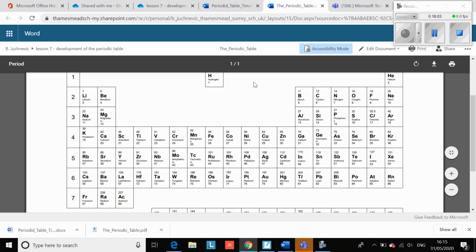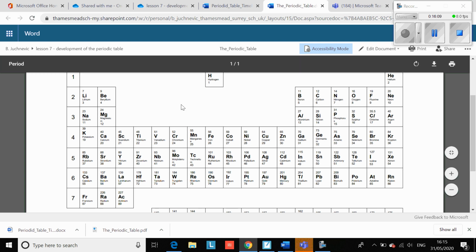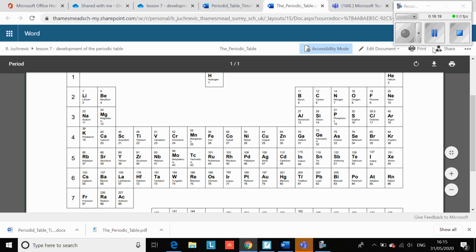So pause the video and do that now. Print this off and colour it in. Should take about 5 or 6 minutes, okay? So remember, 1, reactive metals, where are they? 2, transition metals. 3rd colour, non-metals, and 4th colour, noble gases. Okay, off you go, please.